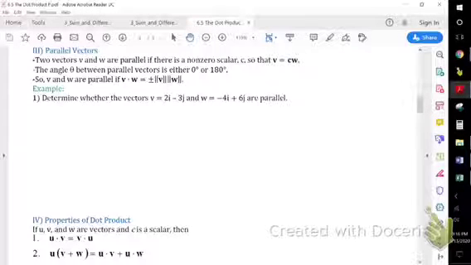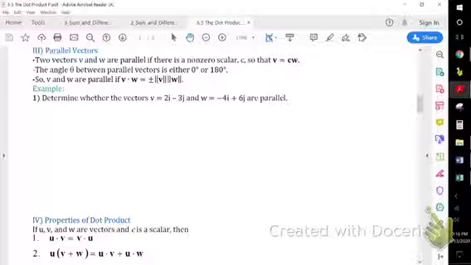Okay, 6.5 part 3 is parallel vectors. It tells us that two vectors v and w are parallel if there is a non-zero scalar c so that vector v is equal to c times w. The angle theta between parallel vectors is either 0 or 180 degrees. And so vectors v and w are parallel if v dot w is equal to plus or minus the magnitude of v times the magnitude of w.